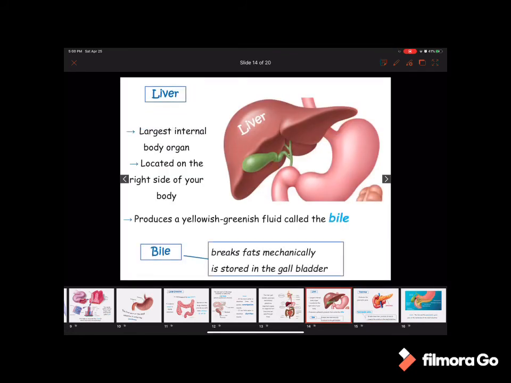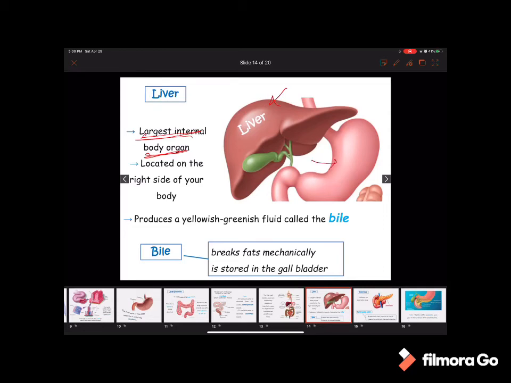The liver is the largest internal body organ. So it's not only the largest organ of the digestive system, it's the largest internal body organ. It is located on the right side of your body. If I look at it in a picture, it's going to look like it's on the left. But we all know when we are talking in biology, we're trying to turn our back to the picture and see how the liver is going to be to the right and the stomach is actually to the left.